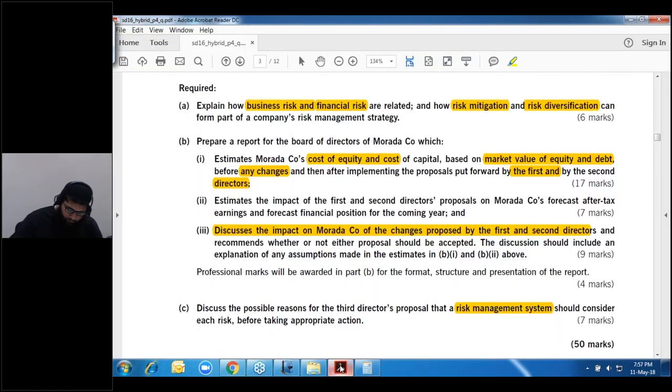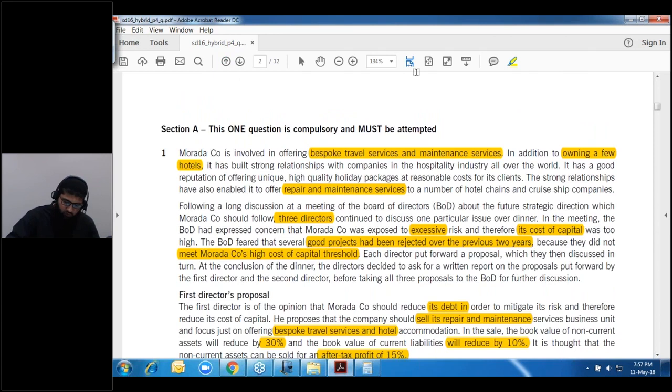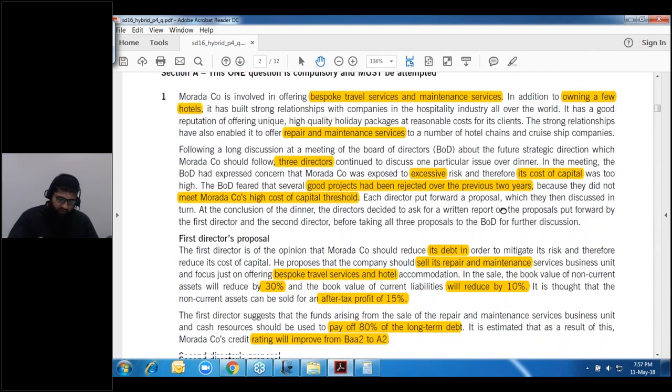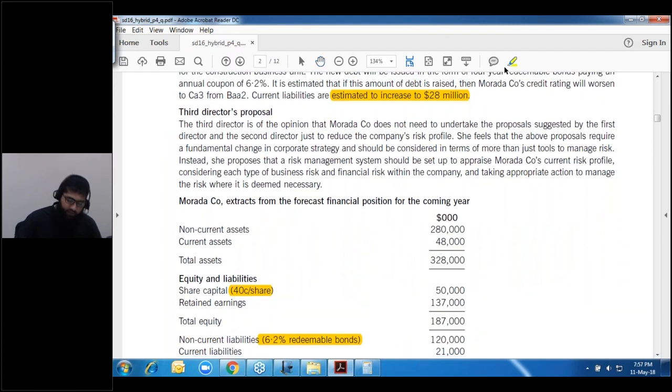Okay, now next. It says discuss the possible reasons for the third director's proposal that a risk management should consider each risk before taking appropriate action. So let's actually talk about this third director's proposal. He says the third director is of the opinion that Morada does not need to undertake proposals suggested of first and second just to reduce companies. She feels that the above proposals require a fundamental change in corporate strategy and are considered in terms of more than just tools to manage risk.